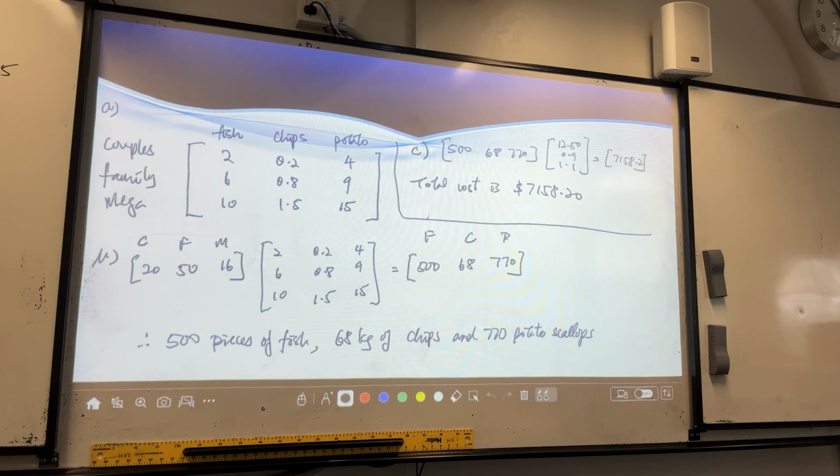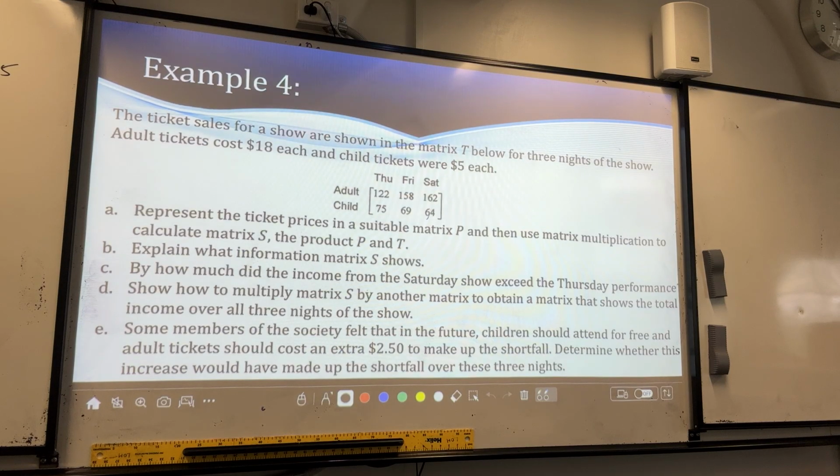Okay, give me another 2 minutes, please. Let's have a quick look at example 4. The ticket sales for a show are shown in the matrix T below for 3 nights of the shows. Adult tickets cost $18 each and child tickets were $5 each. Now, represent the ticket prices in a suitable matrix P and then use matrix multiplication to calculate the matrix S, the product of P and T.